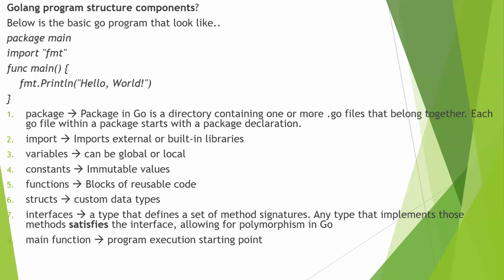After that, constants. Like how we have an option to declare constants in other programming languages, similarly Golang also has the feasibility to declare constant values, and those constant values are immutable. The next thing we have is functions. Functions are nothing but blocks of reusable code, and we can declare any number of functions as we want.